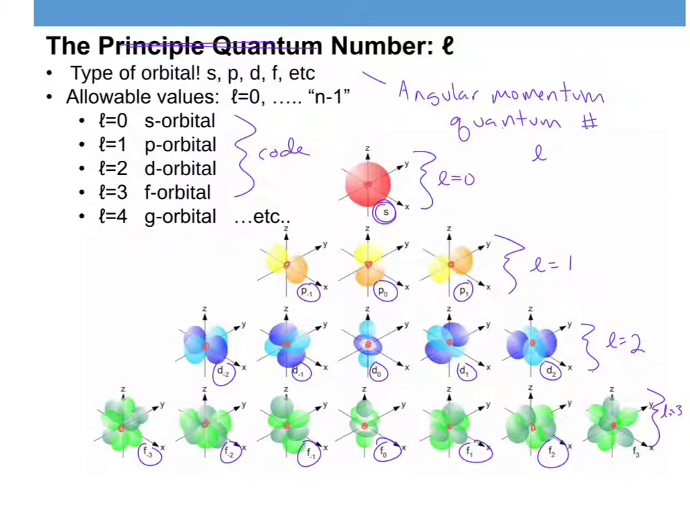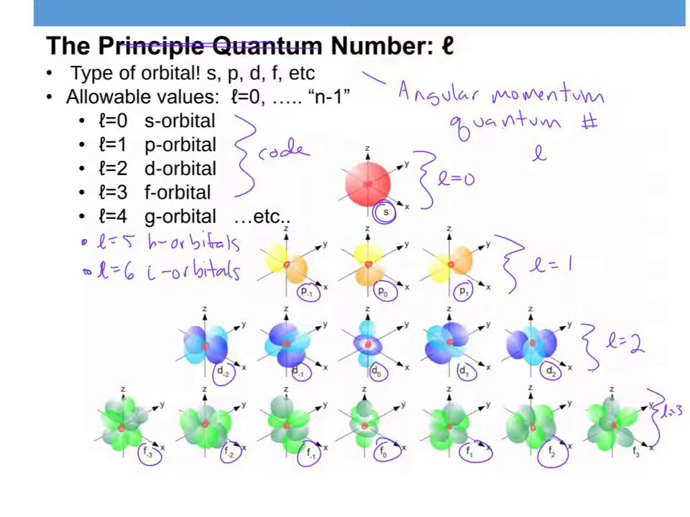Now, again, in theory, there's G. I mean, you could keep on going. You could expand this list. When your L equals 5, you'd go to H orbitals. When your L equals 6, you'd go, what is that, I? And you could just keep on going through the alphabet.